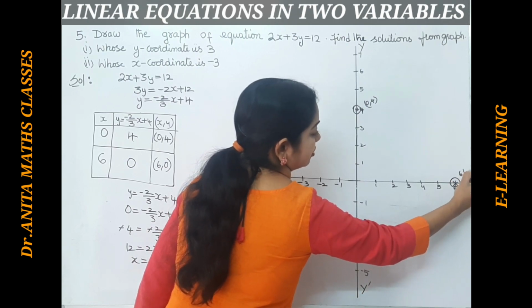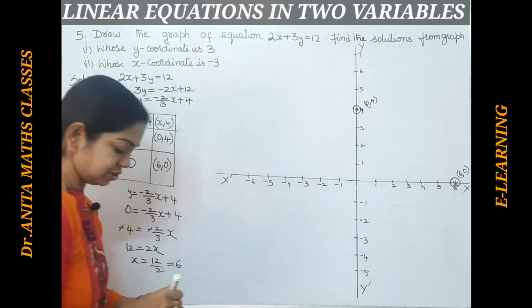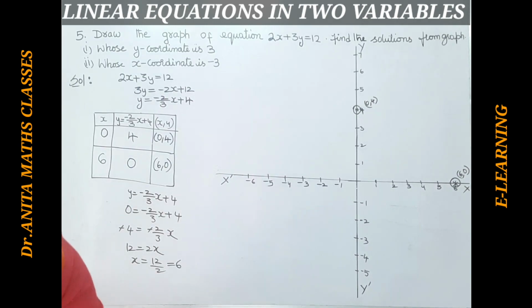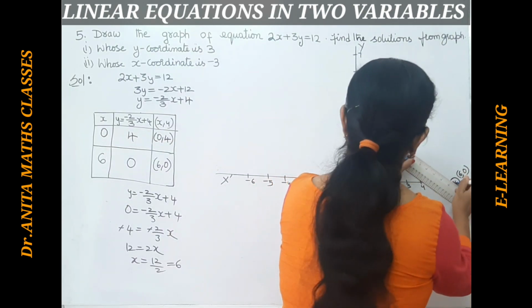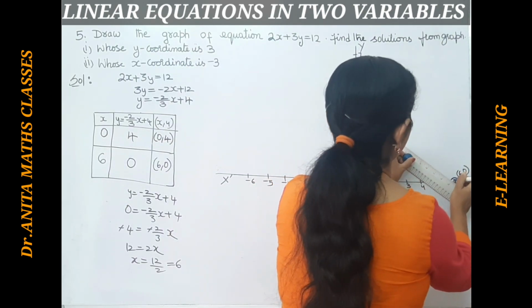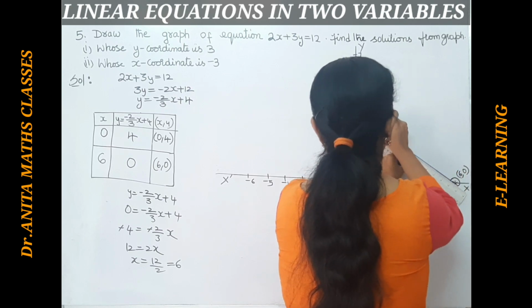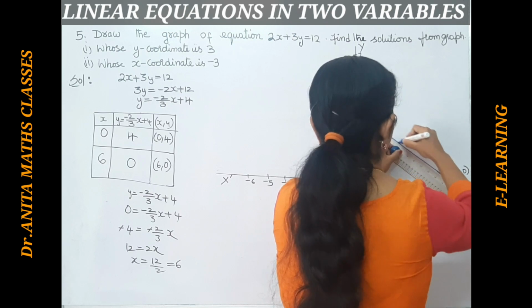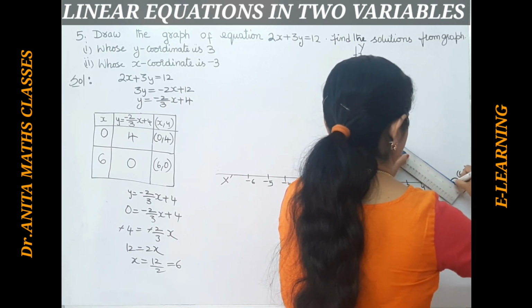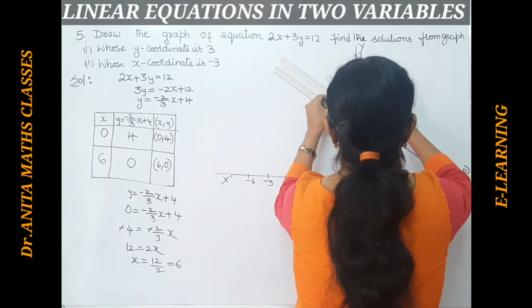This is 6 comma 0. Let us join it with the help of a scale. Because this is a linear equation, we get a straight line. This is not any curve. So let me join, and extend it.